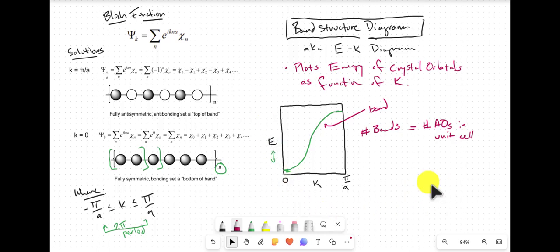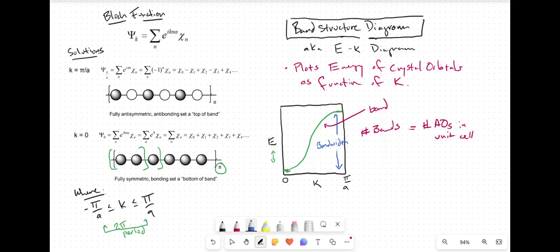Another consequence of this sort of simple model is that the bands run uphill. You'll see this in books and papers, that the bands are running, and that's another way of expressing from this highly symmetrical low energy k point at k0 to the highly unsymmetrical or asymmetrical pi over a. It's running in this uphill format, which is to say we're increasing in energy from the fully bonding to the fully anti-bonding state.